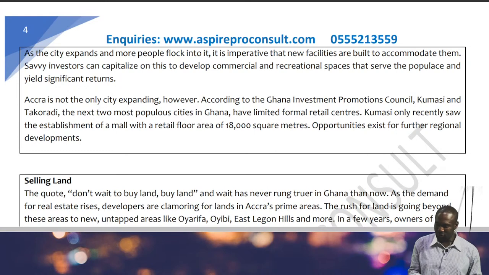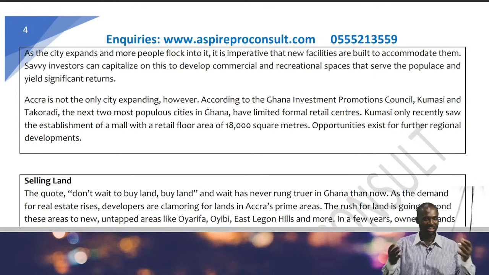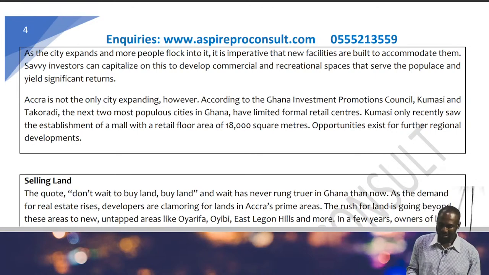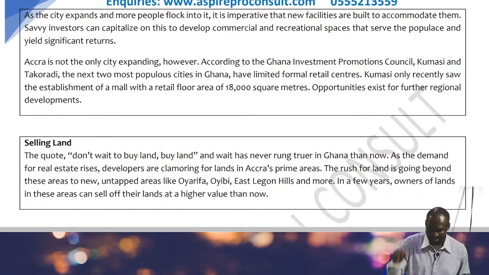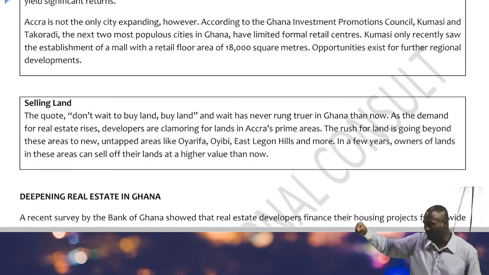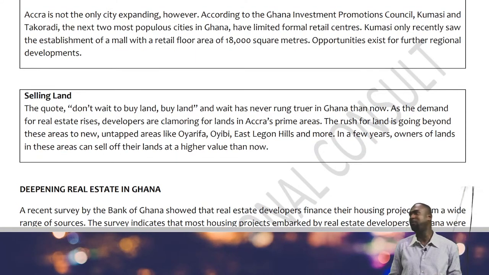Kumasi also recently saw the establishment of a mall. That's property development. So once there's recreation, all of that, and we have about a retail floor of 18,000 square meters, opportunities exist for further regional development. So clearly, we have opportunity there. Are we clear? So VPL must go for that opportunity.